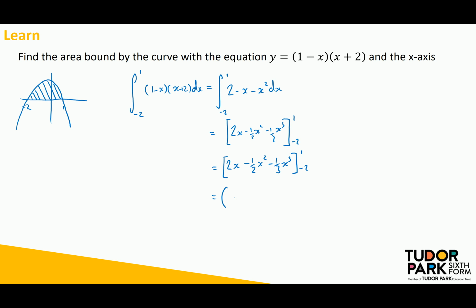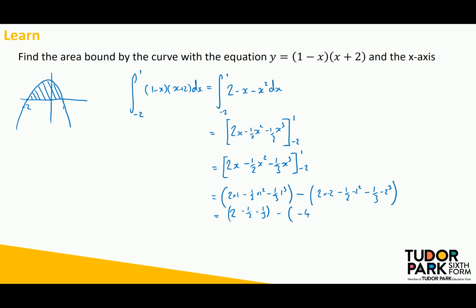So we start by substituting in the higher value, the value at the top here, which is going to be 2 lots of 1 minus a half of 1 squared minus a third of 1 cubed. And from that I want to subtract 2 lots of minus 2 minus a half of minus 2 squared minus a third of minus 2 cubed. Negatives are not your friend here. Often mistakes come in. So this is going to give me 2 minus a half minus a third.